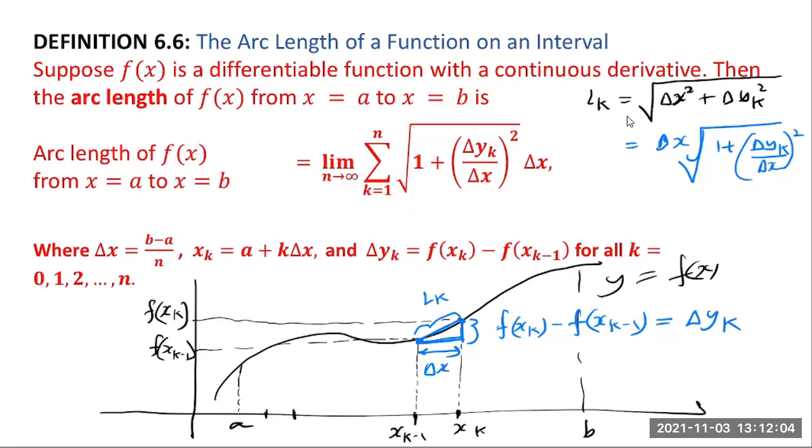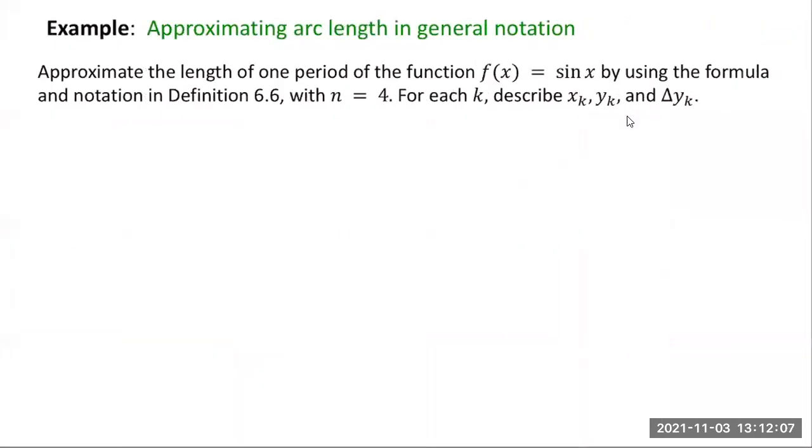All right, let's move on. Next, I want to go over this example. Approximate the length of one period of the function f of x equals sin x by using the formula and the notation in definition 6.6 with n equal to 4. For each k, describe xk, yk, and delta yk. Okay, let's try to do this problem. We are asked to use one period and n equal to 4.